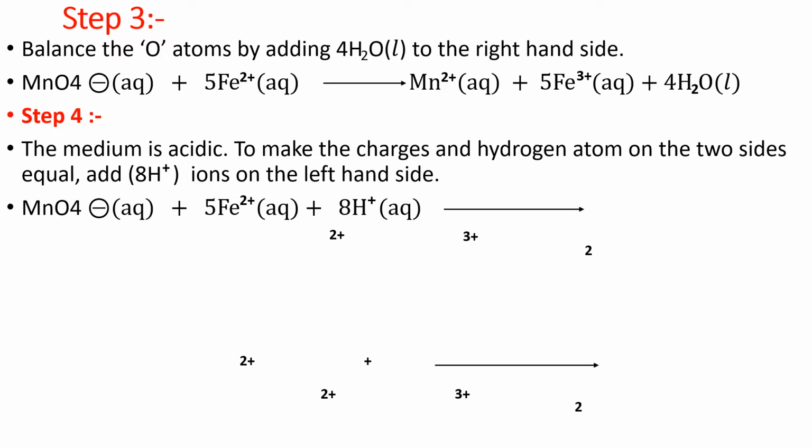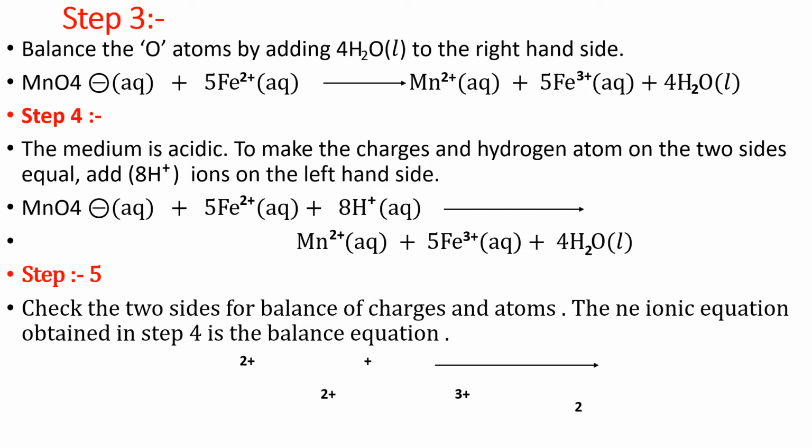Okay. Then observe in the next step that this reaction takes place in acidic medium. To balance the hydrogen atoms and charges on both sides, you require 8H plus ions on the left hand side of the equation. You write the equation again: MnO4 minus plus 5Fe2+ plus 8H plus ions on the left hand side gives Mn2+ plus 5Fe3+ plus 4H2O.